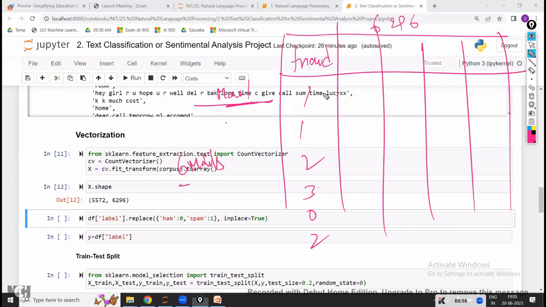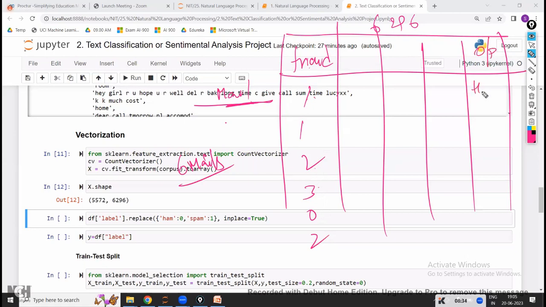Out of 6 mails, the first mail has the word friend 1 time. The second mail has it 1 time. The third mail has it 2 times. Then 3 times, then 0, then 2. Like this I'm having. Now this friend word is there, and at the same time, the output also is there.